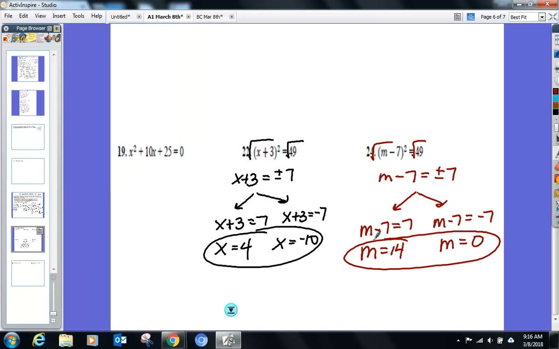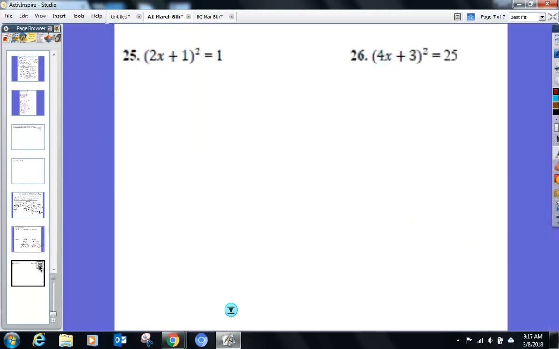Anybody for -10 for number 22, and for number 24, 14 and 0? Any issues? Let me see you do the next two then. Should be labeled 25 and 26.